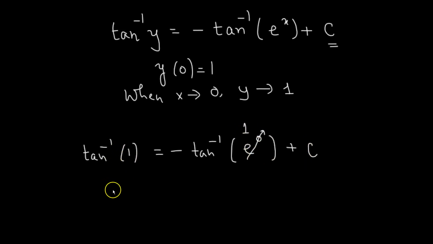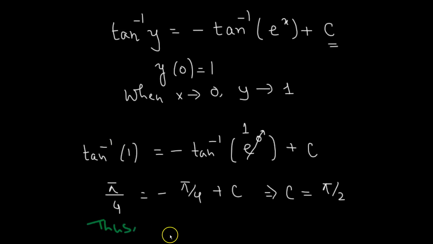Now tangent inverse of 1, that's pi over 4, which equals negative pi over 4 plus the constant of integration c. And solving for c, we get pi over 2. So therefore, the final solution will be tangent inverse of y plus tangent inverse of e raised to the power of x equals c, where c will be pi over 2. And this is the required solution.